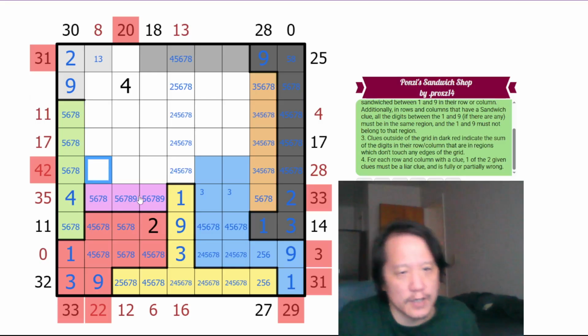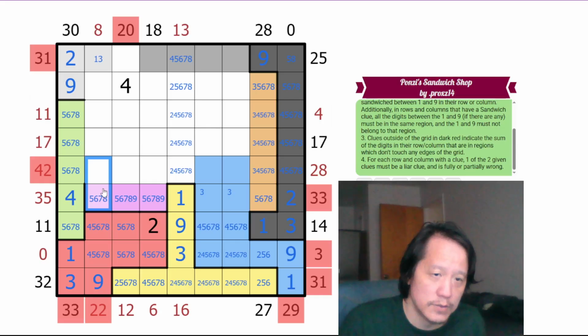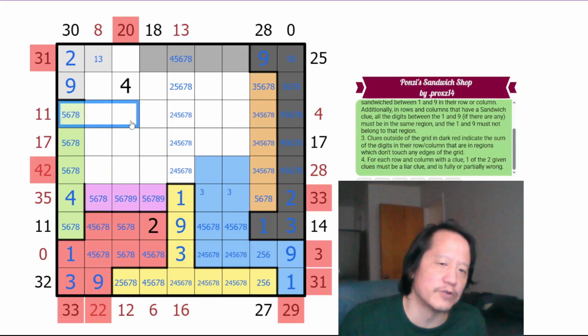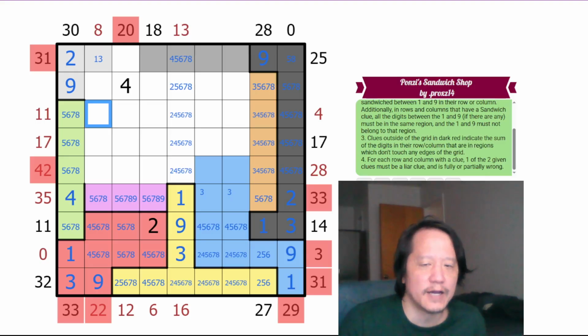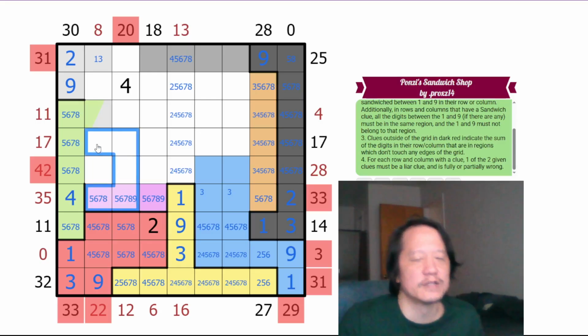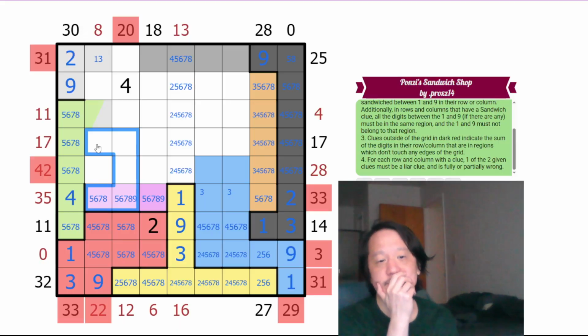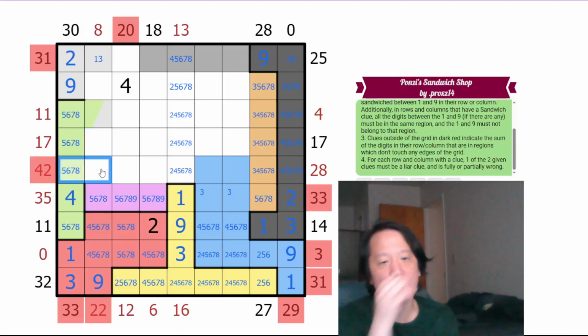So pink could go here. Pink cannot go here, though. I guess pink could do something like that, and green could go out. We know that that's not pink, so this is either green or light, but we don't know which. So pink could do something funky like that. That is possible, and then green could go that way.